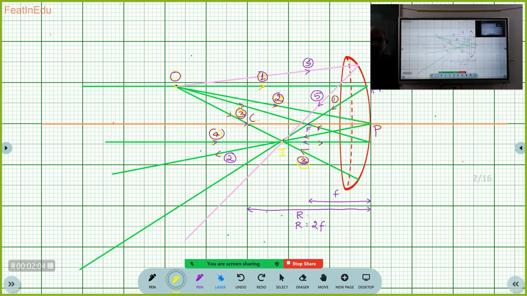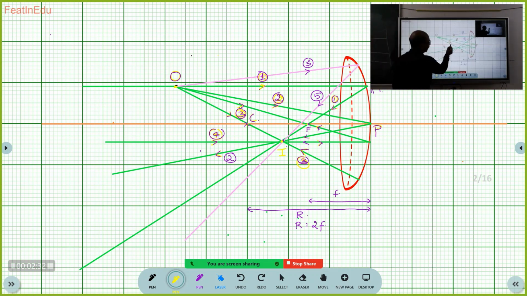One ray is parallel to the principal axis, and therefore after reflection it will pass through the focal point. Another way you can use is a second ray hitting the pole of the mirror. After reflection the angle of incidence will be equal to the angle of reflection, so it will again pass through the same point. Or you can use one more ray starting from the object passing through here, hitting here. This will become parallel to the principal axis.